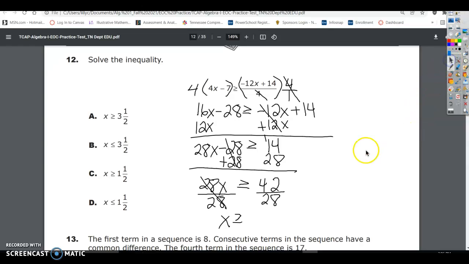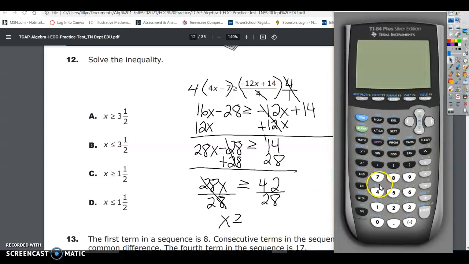And if you want, since this is the calculator portion, you can quickly do 42 divided by 28. Well, if you turn your calculator on, let's see. So we're going to do 42 divided by 28. You could also just reduce those, but that's going to be 3 over 2 or 1.5. 1.5, remember, is the same as 1.5. So you can see which one is the same as that would be C.